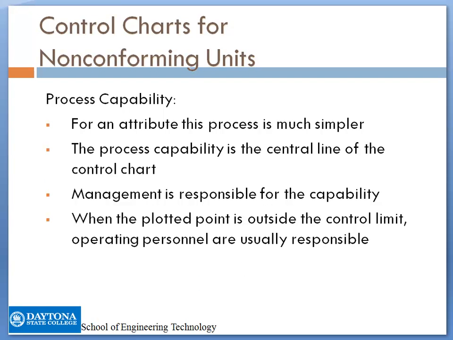So how can we calculate the process capability? Remember from prior lectures, the only way that we can calculate the process capability is knowing that the process is in a state of control. And we can do the same here when we do control charts for attributes. Now it's much simpler than when you are calculating the process capability of a variable, and that was part of chapter 5. In fact, the process capability for attributes is the central line of the control chart. Very simple. And it is management's responsibility to calculate the capability of a process in terms of the attributes. Now, when the plotted point or points are outside of the control limit, the operating personnel are usually responsible for it.